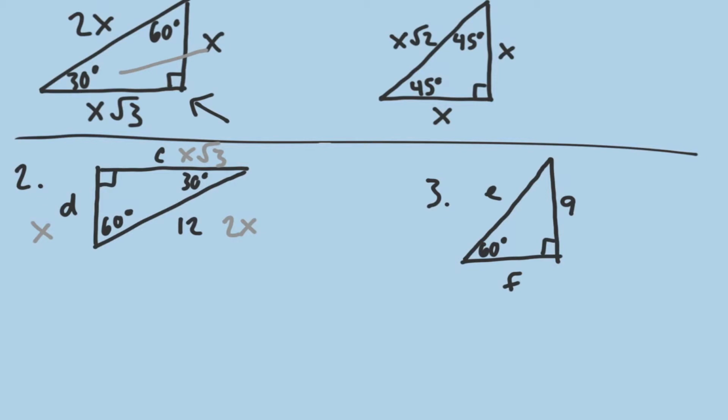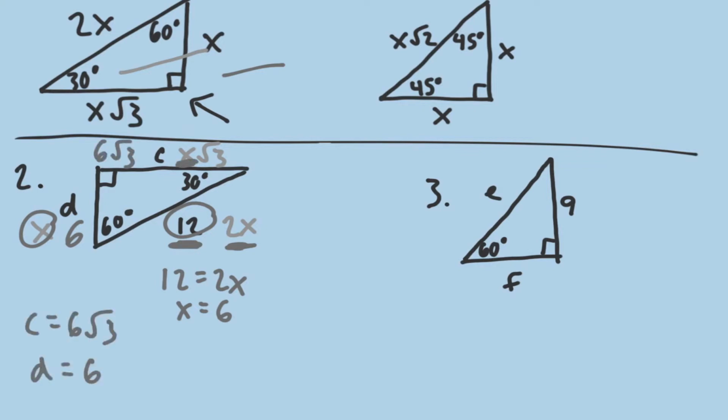So the only information that we're given here for the side lengths is that this side is 12. So if this side is 12 in the specific case, but it's also 2x in the general case, then let's set them equal to see what x equals. So x equals 6, and that makes this side 6, so d equals 6. And then also because x equals 6, side c would have to be 6 radical 3.